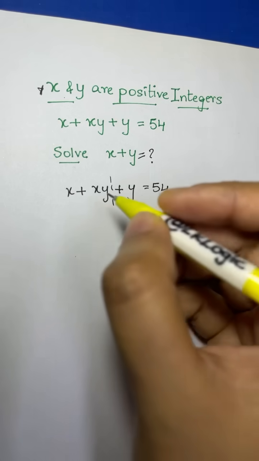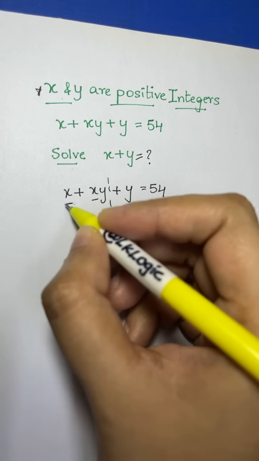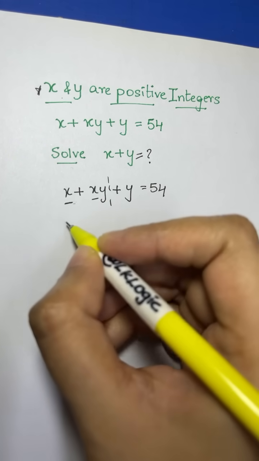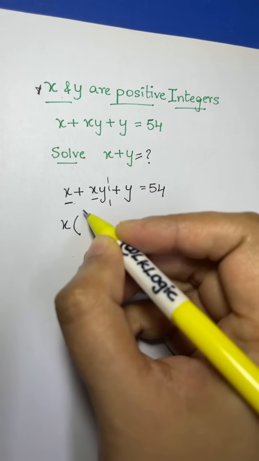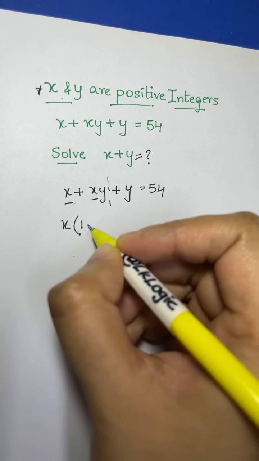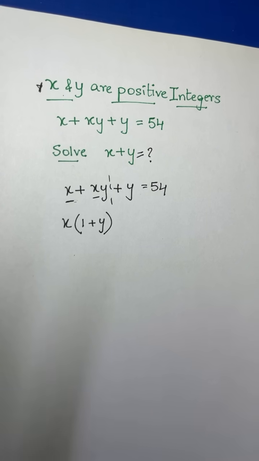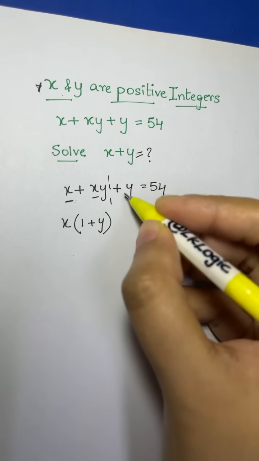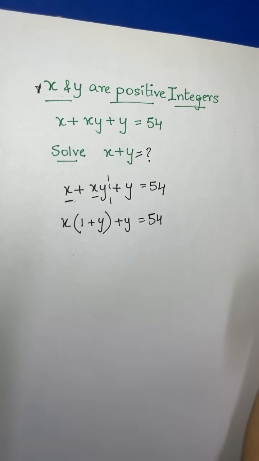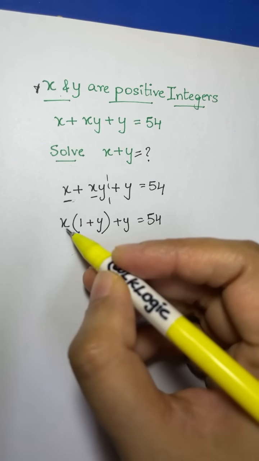So we did the first step, splitting the equation, and now we are going to find the greatest common factor from the first two terms. Here we have x common in both of them, so we take this factor out. x into, we have 1 left in this, and y left in this. So we have 1 plus y, and then we are left with plus y equals 54.